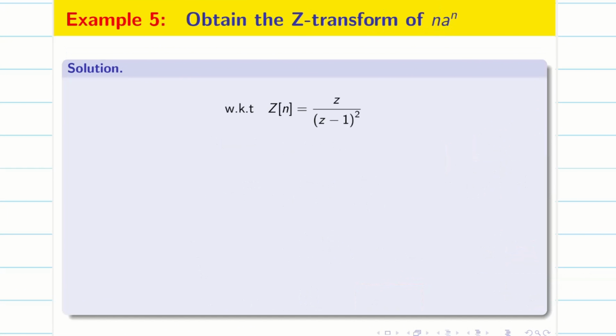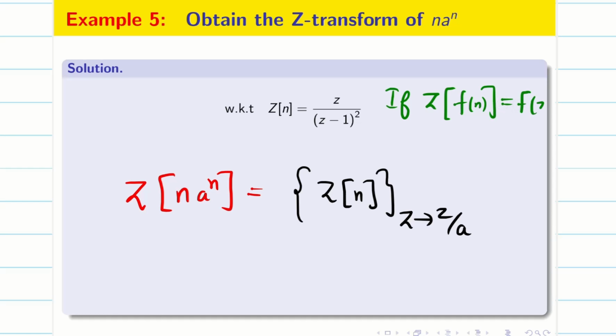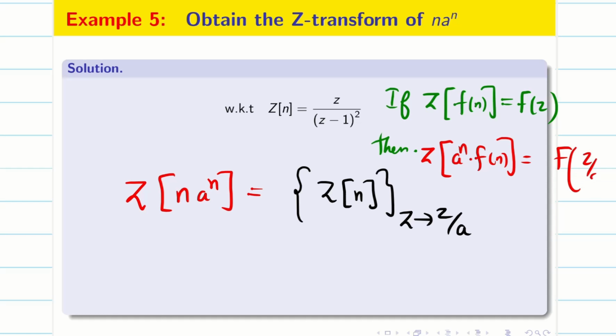And now we go for a very interesting and simple problem, Z of n into a power n. So we use the property, then I can write this as Z of n, where z is replaced by z by a. And very important, students, you have to write the property. You cannot simply say by property. Write the property, get the score. Otherwise, you lose your score. What do you have to write? If Z of f of n is capital F of z, then Z of a power n into f of n is going to be F of z by a.